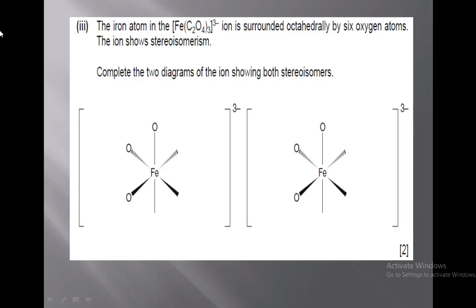In the third part of the C, the examiner was asking: the iron atom in the iron ethanedioate ion is surrounded octahedrally by 6 oxygen atoms. The ion shows stereoisomerism. Complete the two diagrams of the ion showing both stereoisomers. So the stereoisomers case was asked here. Here the octahedral complexes form stereoisomers that are basically optical isomers. You can go through the notes and see why this will form optical isomers.